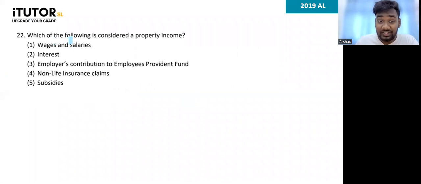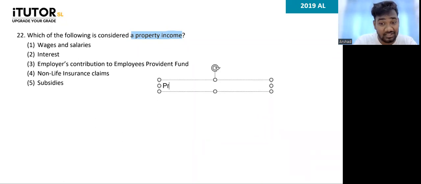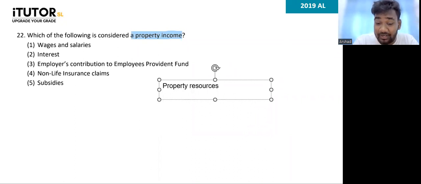22. Which of the following is considered a property income? What do you think? Wages and salaries, interest, employer contribution to EPF, non-life insurance claims, subsidies. Okay. What are the property resources? Tell me, what are the property resources? We learned this in unit number 1. There are human resources, there are property resources. So, what are the property resources? So, property resources is land and capital.